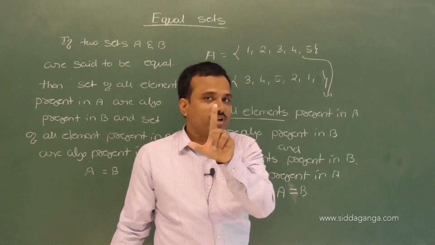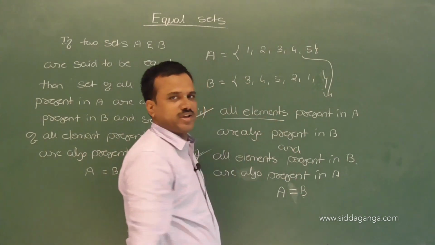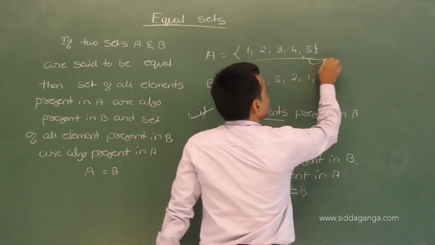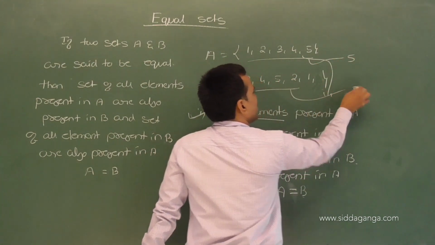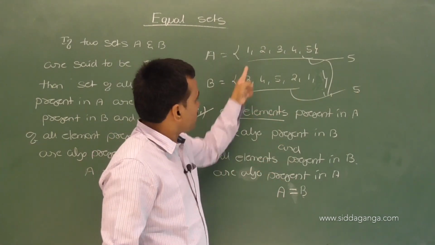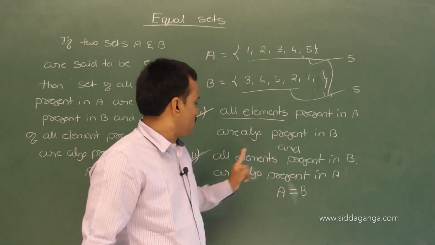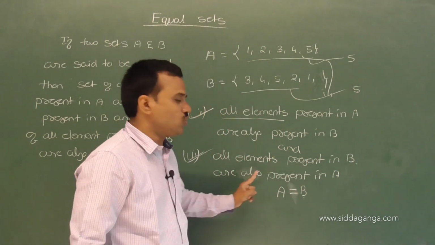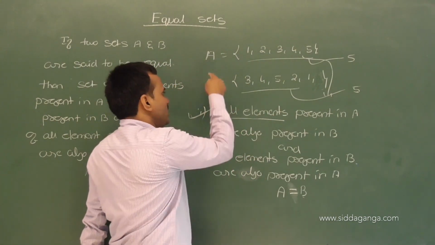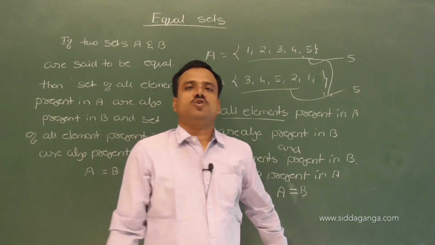Two sets are said to be equal, in another way, if the number of elements in A is equal to the number of elements in B. Here it is 5 elements, here it is also 5 elements. This is the first condition. One more condition: all elements present in A are also present in B, and all elements present in B are also present in A. If these two conditions are satisfied, we say that A and B are said to be equal.